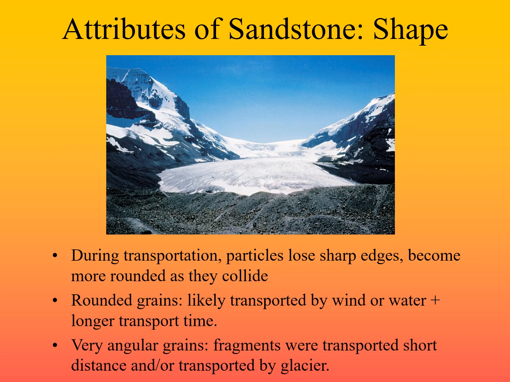And so during transportation, whether it be by water or wind, like I said, these particles tend to lose their sharp edges because they're colliding with each other, they're colliding with the banks, they're being rounded by the water or the wind itself, and so they become more rounded. And rounded grains are almost always transported by wind or water. And the more rounded they are, the longer they were being transported. So when you see very angular grains, lots of sharp edges, lots of corners, not as rounded, these fragments were transported much shorter distances, okay, usually by water or wind.